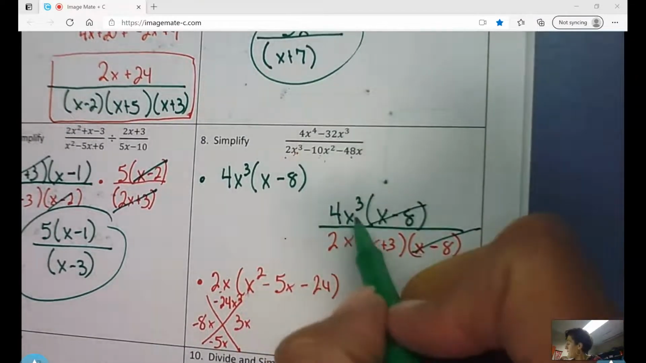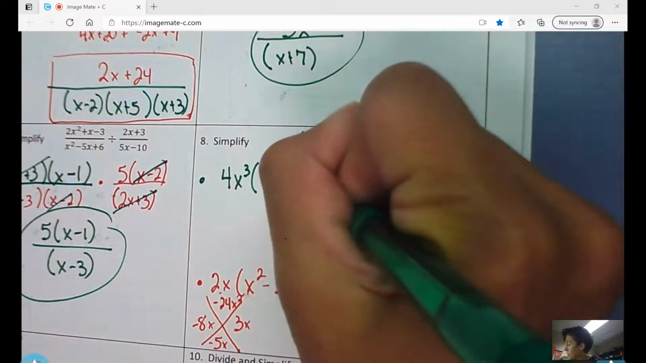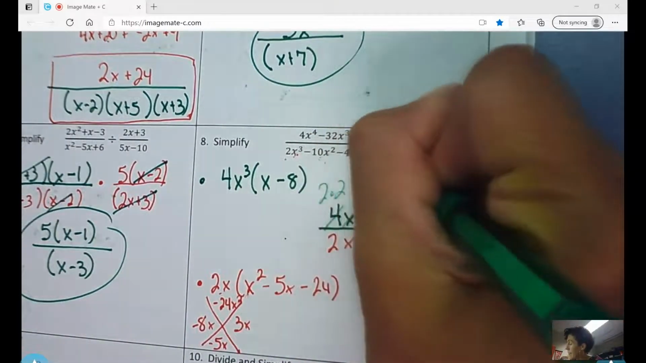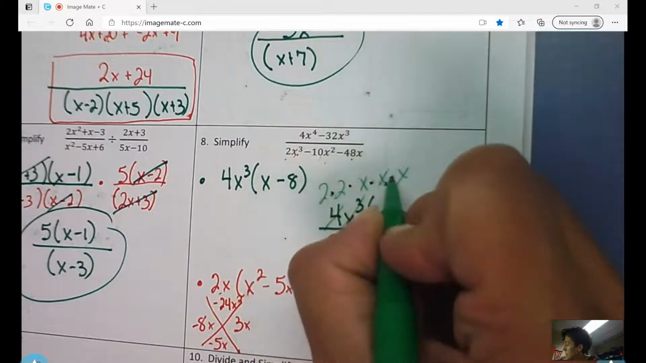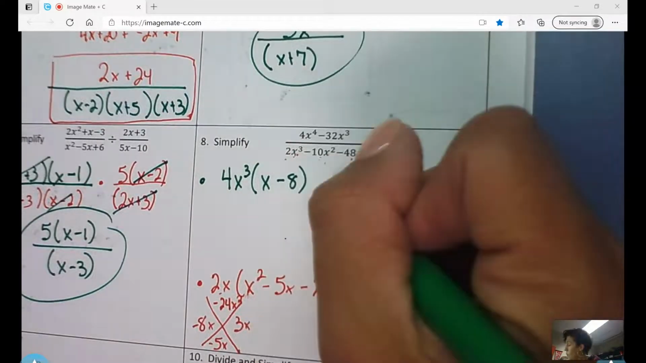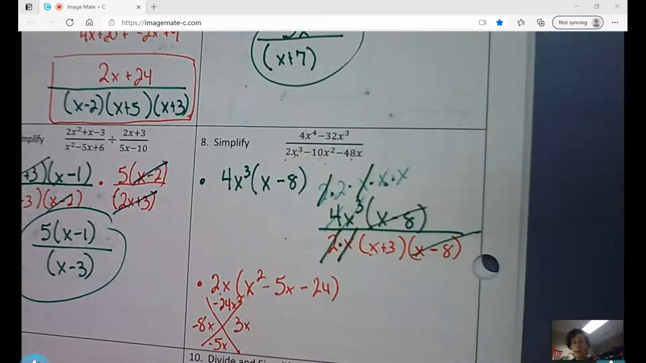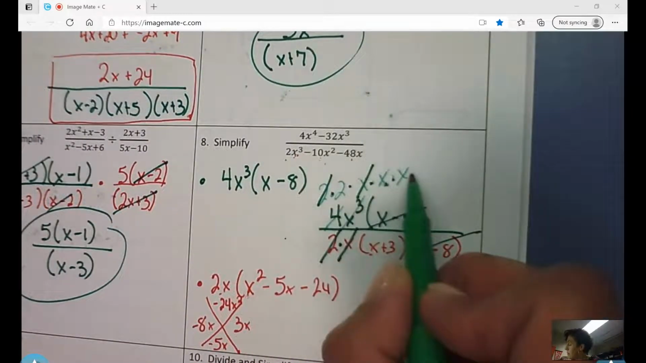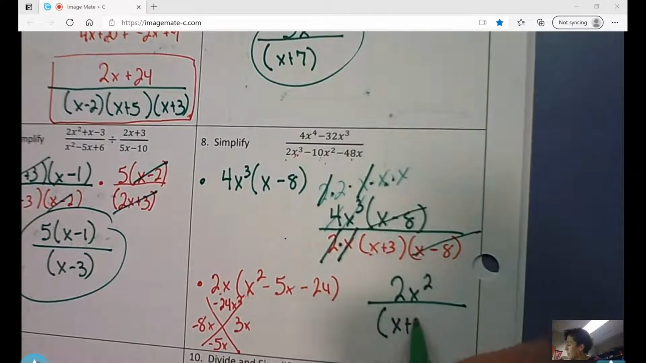But this 4x cubed, just to show you, I could have factored 4 down into 2 times 2, and x cubed down into x times x times x. So from there, again, anything connected through multiplication signs is a factor. One of these 2's can take out this 2, and one of these x's can take out that x. So when you're done, in the numerator you have 2x squared, and in the denominator you're only left with an x plus 3.